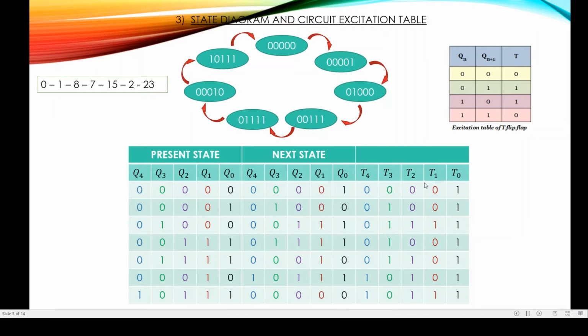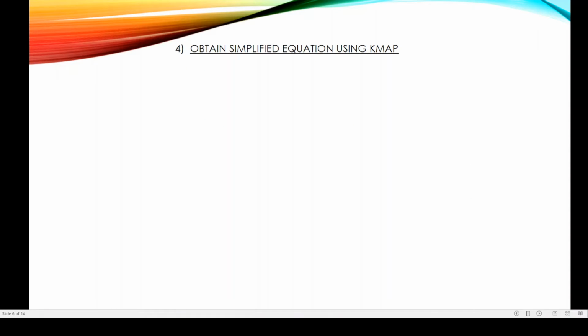So just follow all the excitation table of the T flip-flop. So this is our final answer, final result. So done with the second excitation table. The fourth step is to obtain the simplified equation using K-map.